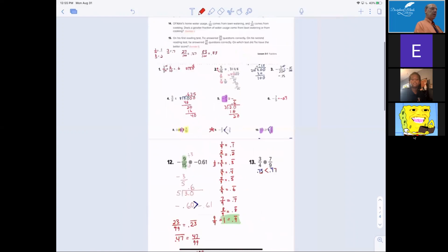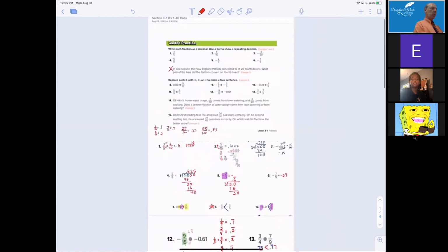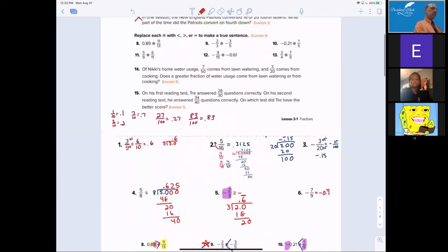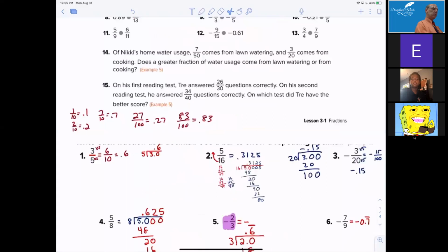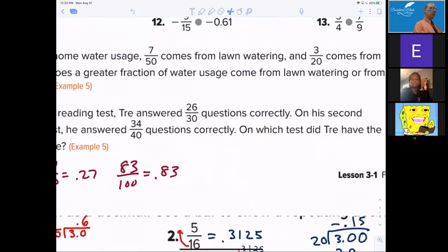All right. Now what I want to do is take a look at number 14. I'm just going to grab 14. Well, I don't need to grab it. I can just blow it up here. So we're comparing 7 over 50 and 3 over 20. All right. Now the name of the game today is division. And division was annoying to me. All right. So I did everything I can to avoid it.